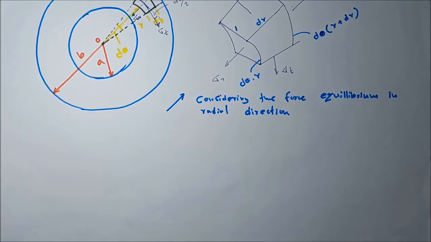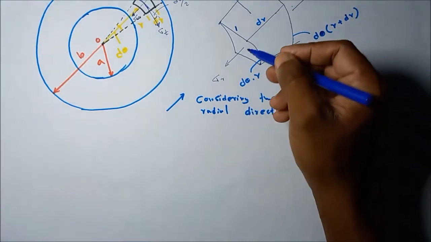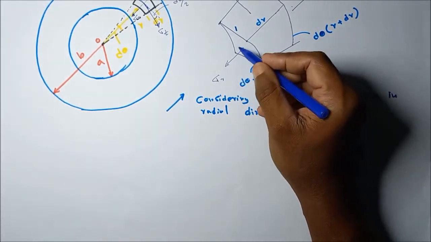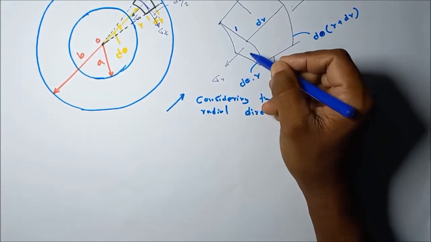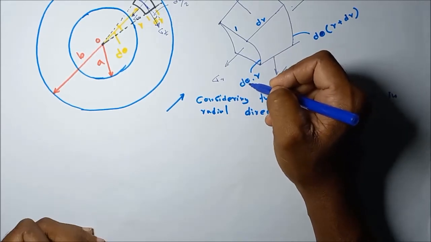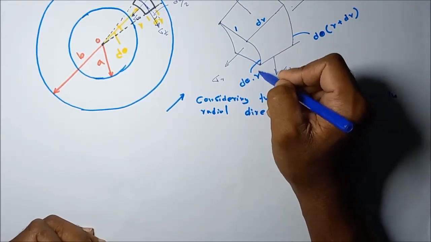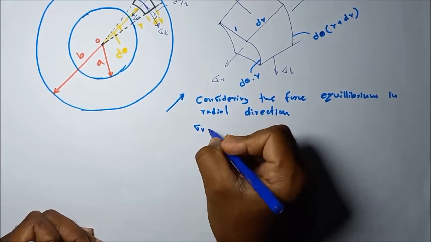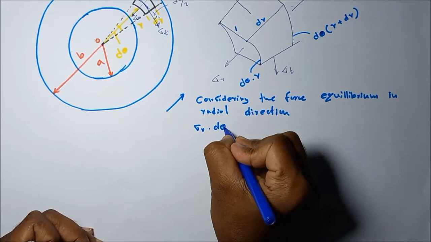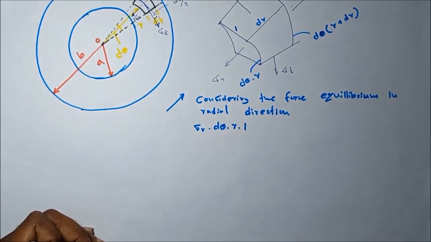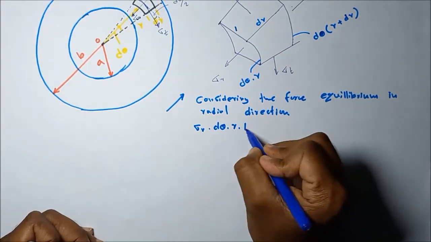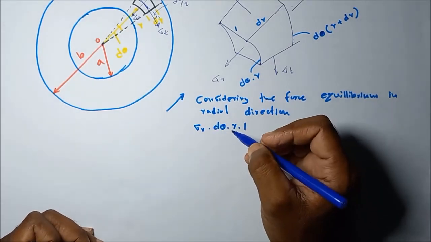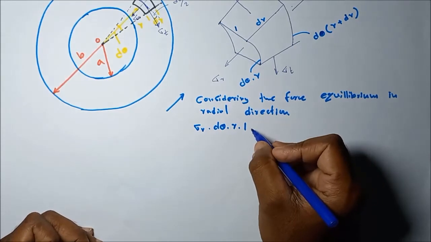Let me write the equation. In this direction, what is the force acting? Stress acting is equal to sigma r. Then what is the cross sectional area this sigma r is acting? Sigma r is acting d theta r into 1. That means sigma r into d theta into r into 1. This means the area at which sigma r is acting, so area into sigma r we are getting the force.